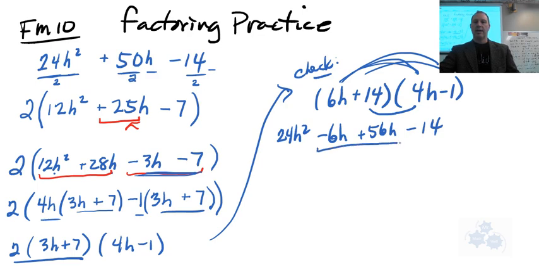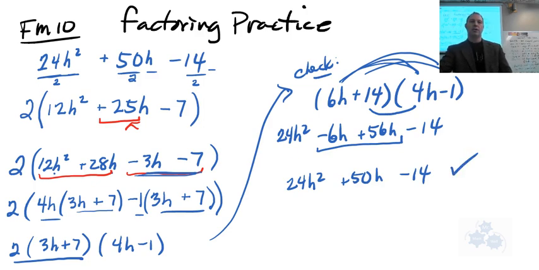When I gather these like terms, I get 24h squared. Negative 6 plus 56 is plus 50h minus 14. And that is the exact same as the question we started off with. Okay? So that means the check, it checks out.